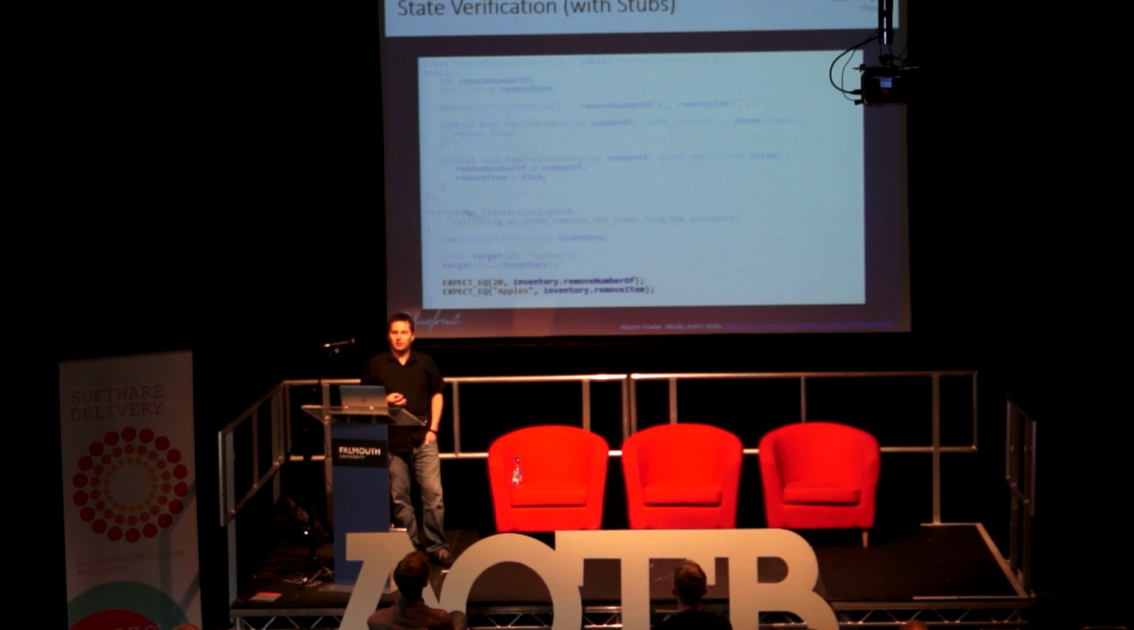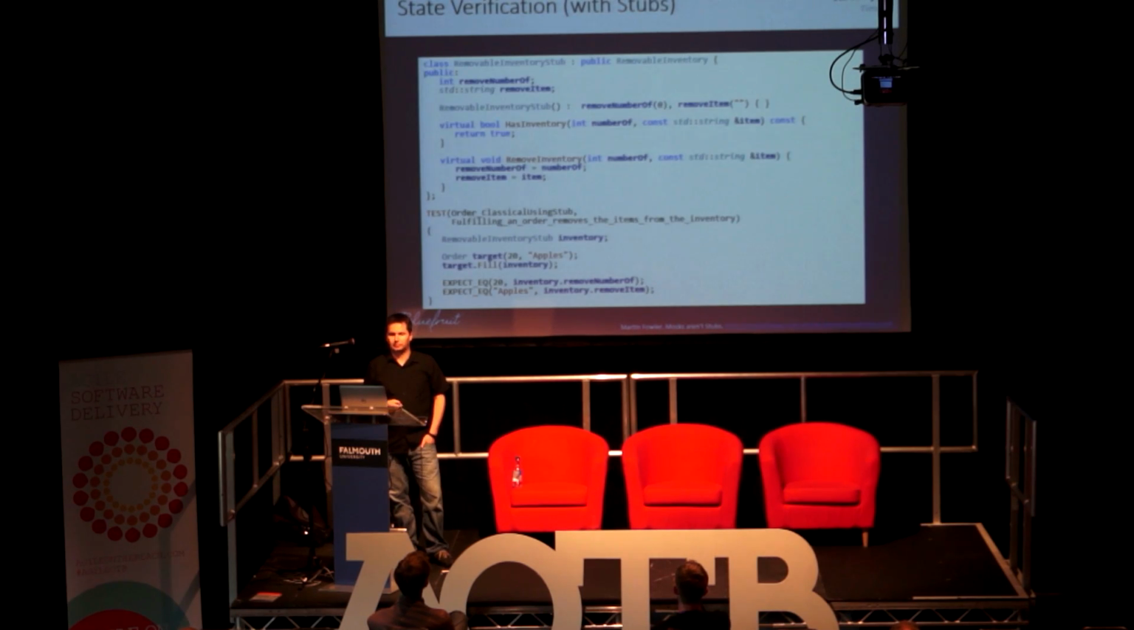Whether the test has passed or failed is then verified using either the state of the system under test or one of its collaborators. So in this case, it's using the collaborator. Classical testers only care about the final state of the system, not how that state was actually achieved.